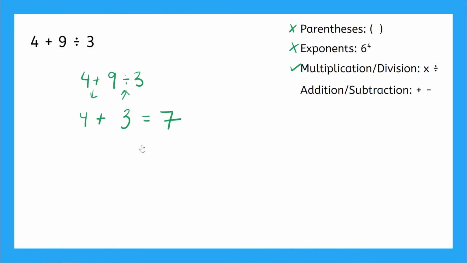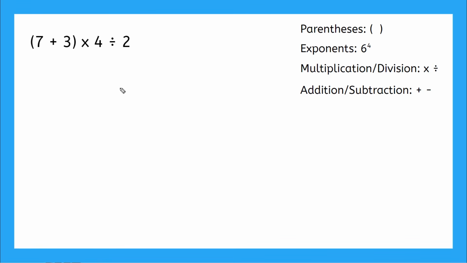Now let's do one more advanced example to finish off the lesson. Whew, so see, this is a long one here. First thing, I'm going to write it in my own handwriting. So I have 7 plus 3 times 4 divided by 2. Now if I take a look over here at my list, my order of operations, I'm going to see, do I have any parentheses in my problem? I do right here. So that's what I do first.